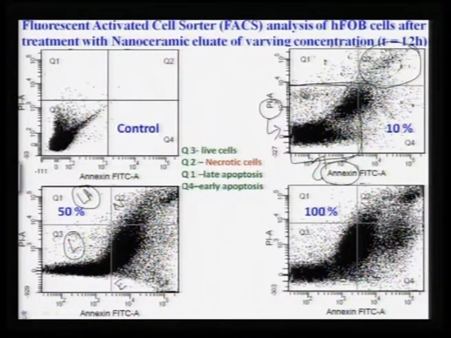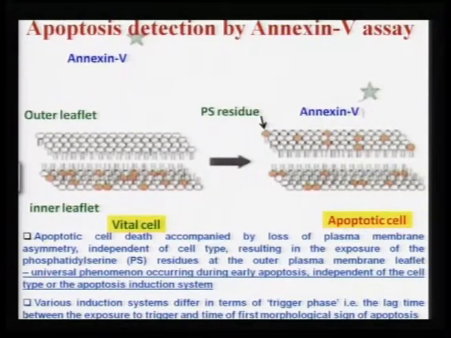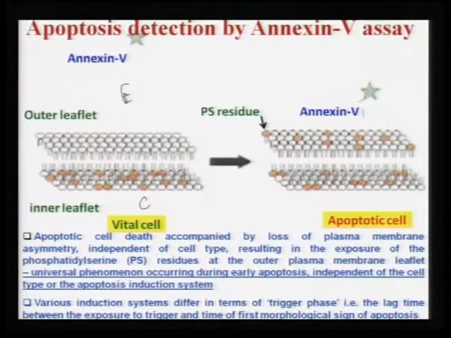Now, what do negative and positive mean in this FACS process? There are 2 cells shown here. The left one is the vital, live cell, and the right one is the apoptotic cell. In these 2 cells, this is called the plasma membrane. As I mentioned while discussing cell structure, the plasma membrane has a typical double layer structure, where certain molecules are exposed to the extracellular space and certain molecules to the cytoplasmic space. So, this is your cytoplasm, and this is your ECM.